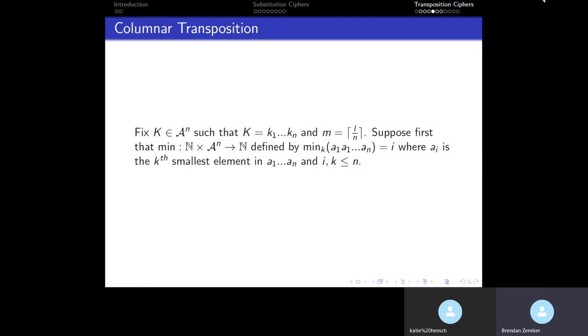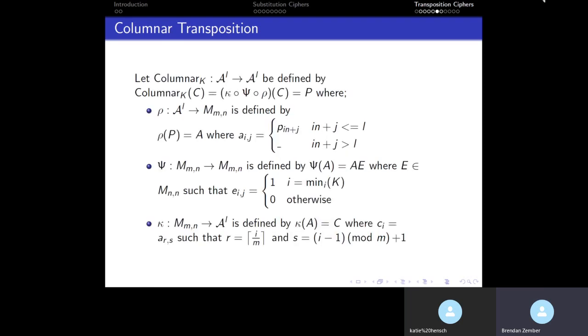Now, in order to fully define the columnar transposition cipher, we first need to define another function. We're just calling it the min function, which takes in 2 values, a natural number and a word, and we are defining it as the minimum of sub k of an entire word is equal to the kth smallest letter in that word. So if we have 0 as our input, we're taking the lowest letter in our key, and if we're taking 2, we're taking the second lowest letter, etc. So now we can fully define this function.